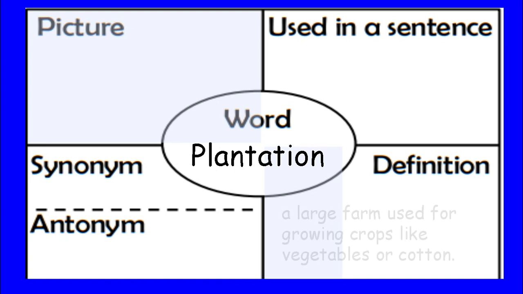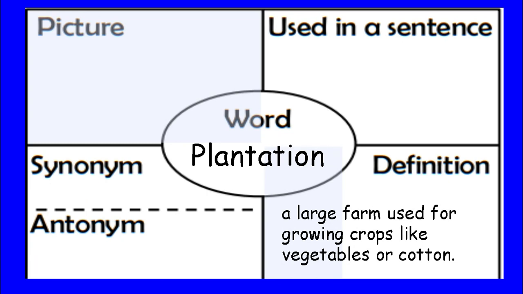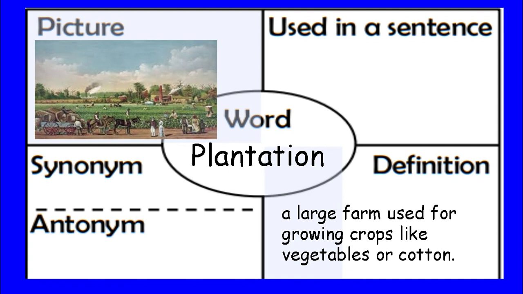Plantation is a large farm used for growing crops like vegetables or cotton. And here's a picture. You can see where the workers are picking the vegetable and putting it in a cart. This is usually because they grow the vegetables and they sell them.